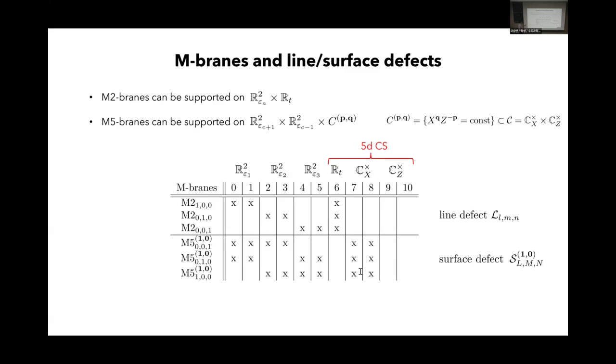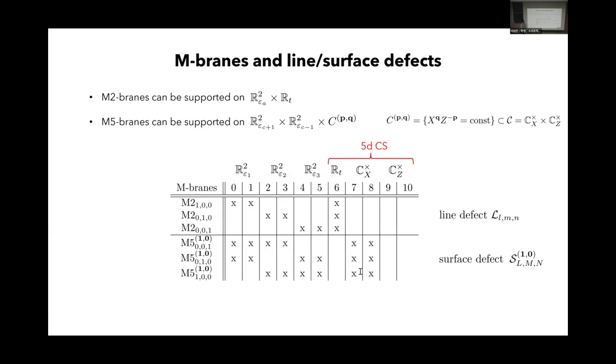Are you asking what the 11-dimensional volume is? No, but you start with the 11-dimensional M theory. Now you set up the line defect and surface defect. I asked you about what is the origin of the line defect.